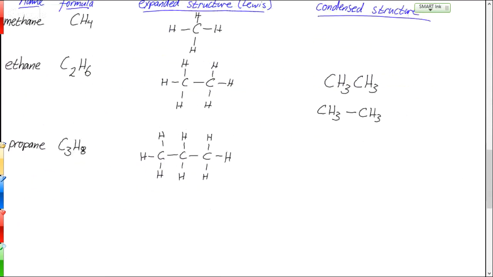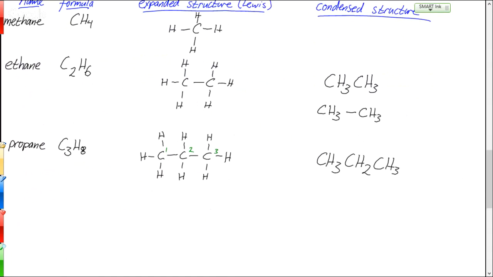And if we want to draw the condensed structure there, it would be CH3 and then CH2 and CH3 because the middle carbon only has two hydrogens on it. So CH3, CH2, CH3. Something that can be helpful if you have trouble seeing this, or as we move to larger molecules, we'll do this a lot, is to number the carbons in the structure. It doesn't really matter how you do it, but I'm just going to call that 1, 2, and 3.